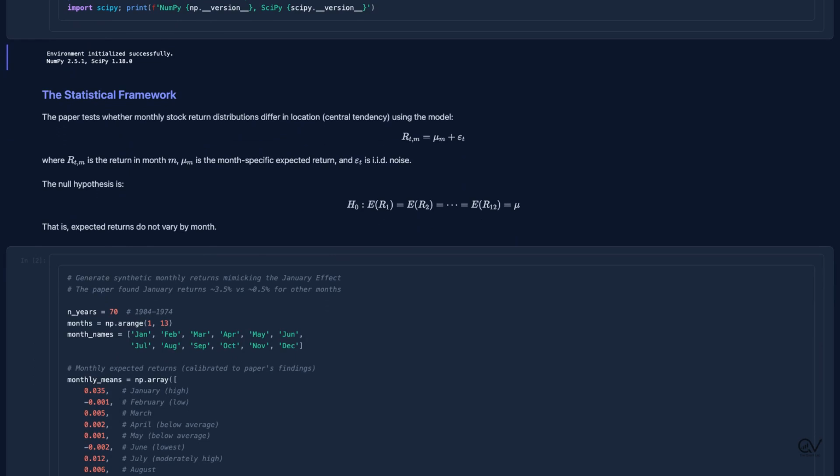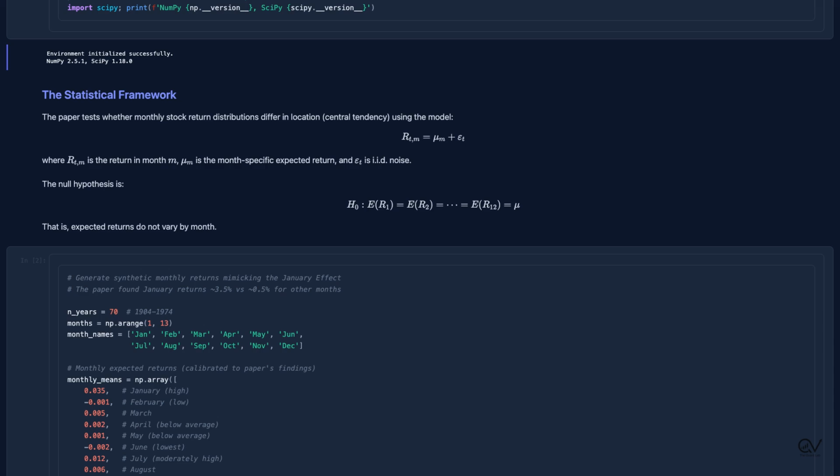The statistical framework is elegant in its simplicity. The paper models monthly returns as a month-specific mean plus IID noise. The null hypothesis is straightforward: all 12 months have the same expected return. If we reject this, it means at least 1 month's distribution differs from the rest.